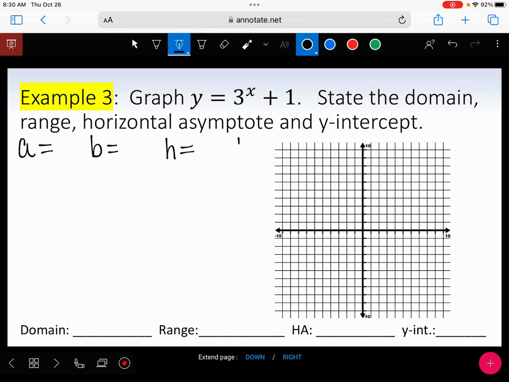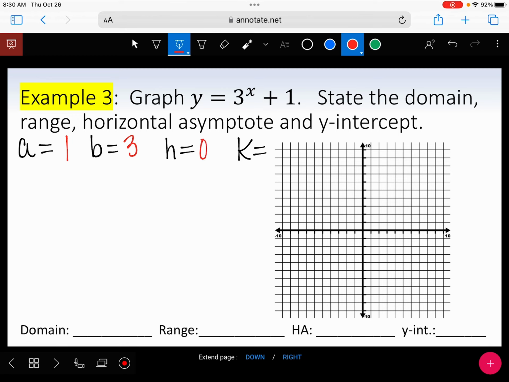Okay. So A is what? What's the number in front? What's the base of the exponent? Let's start with that. 3. Is there a number that's being multiplied by 3 in the front? 1. Sorry, I didn't hear you. And what's H?